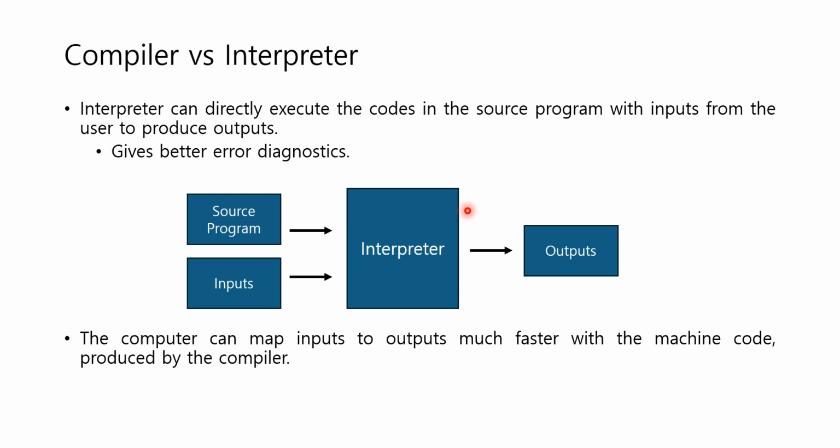As an alternative, the interpreter can directly execute the source program with inputs from the user to produce the outputs, and the interpreter can give better error diagnostics because it executes the source program statement by statement. However, the advantage of using a compiler is that the machine code produced by the compiler can be much faster at mapping inputs to outputs than the interpreter.